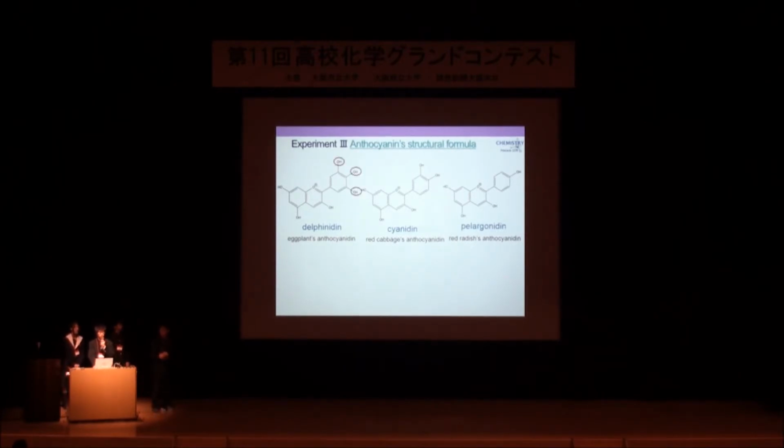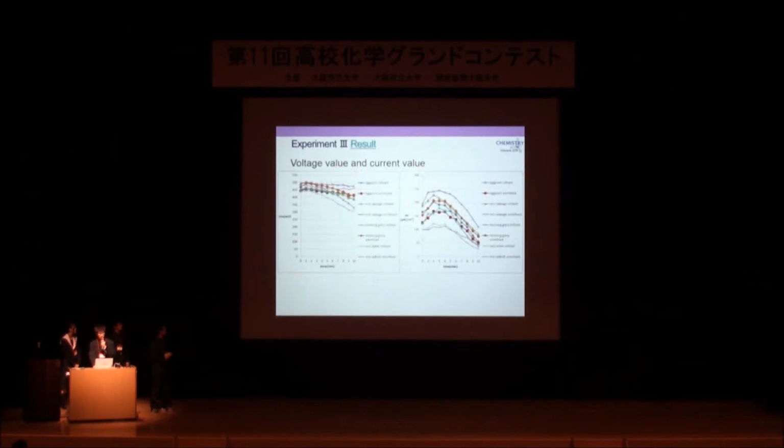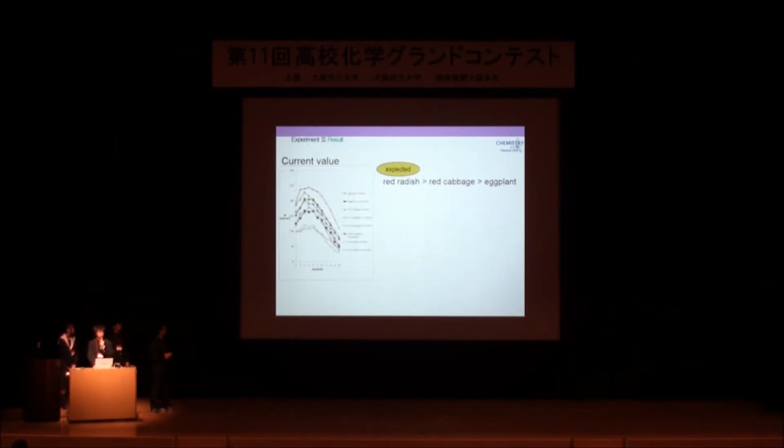Delphinidin has 3 hydroxy groups on the B ring, cyanidin has 2, and pelargonidin has 1. So the electron withdrawing order is as follows. This is the result. If the current value depended only on electron withdrawing of the hydroxy groups in anthocyanidin, the current value should be as follows. But actually, the current value is as follows. Red cabbage and eggplant were as expected, but red radish was not. So I think this factor is not enough.